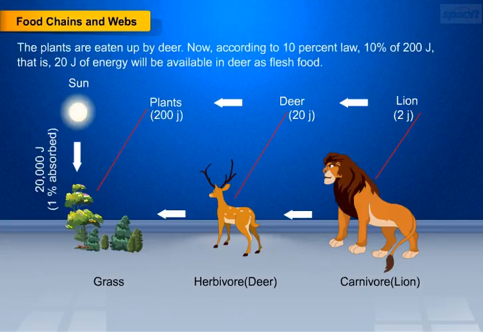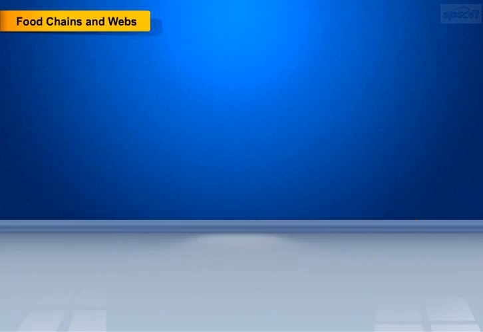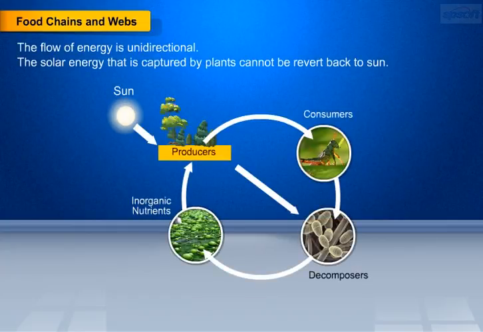The plants are eaten by deer. Now, according to the 10% law, 10% of 200 joules, that is, 20 joules of energy will be available in deer as flesh food. The deer will transfer 10% of its 20 joule energy to the lion. Thus, the food energy available to the lion will be 10% of 20 joules, which comes to 2 joules. Till now, we discussed how the energy is released. Now let us learn about the flow of energy in the ecosystem.